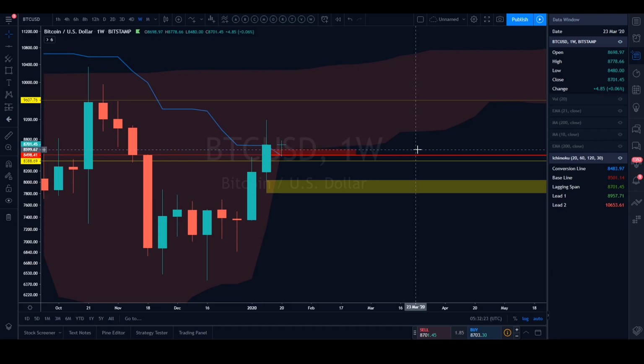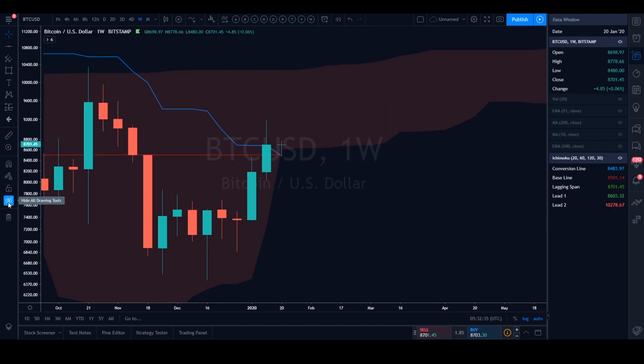Now, this is where the upper threshold of the zone comes into play. Okay, now this is the 8,600 level. Now, why am I giving this so much importance? This is essentially, once again, drawing tools back on. This is essentially the bottom of the Ichimoku cloud. This is cloud support on Bitcoin's weekly chart.